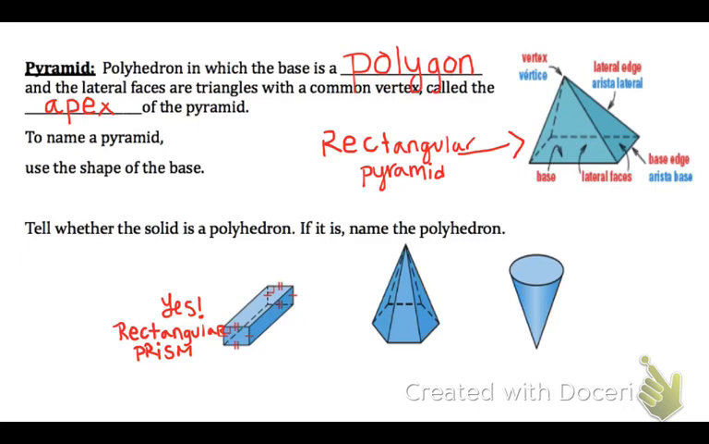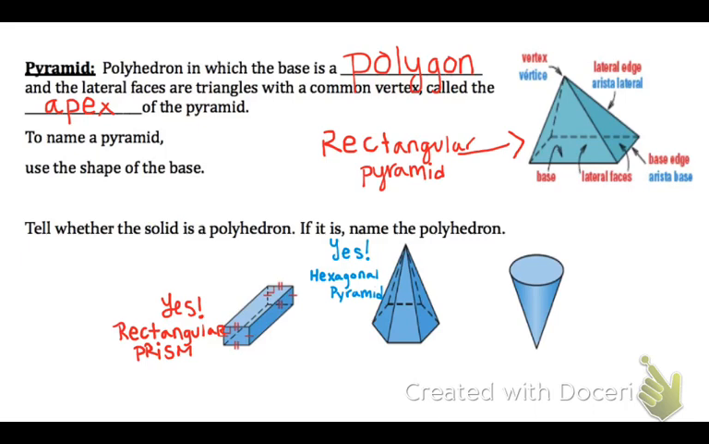Looking at the next shape, we have a polygonal base. We have some lateral faces, and all those lateral faces are triangles that meet at a common point. Therefore, we have a pyramid. To name that pyramid, we're going to look at the shape of the base, which is a hexagon. So we are going to call that a hexagonal pyramid.